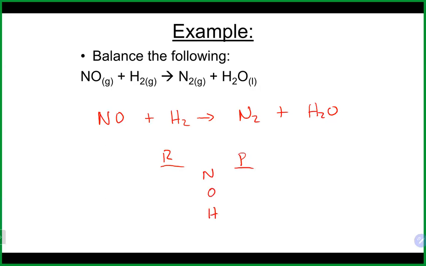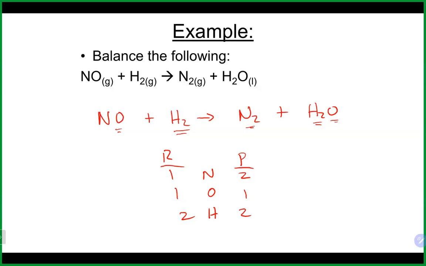So on the left-hand side, I have 1 nitrogen. On the right-hand side, I have 2 nitrogens. On the left-hand side, I have 1 oxygen. Right-hand side, I have 1 oxygen. Left-hand side, I have 2 hydrogens. Right-hand side, I have 2 hydrogens. So this is where I'm starting. It also helps you focus where you want to start. Once you look at a table like this, just start with what is easiest to fix.